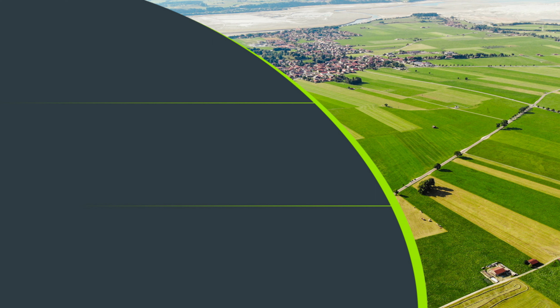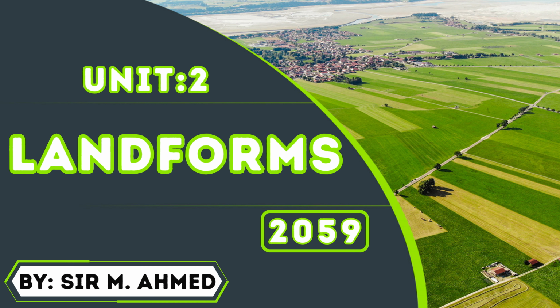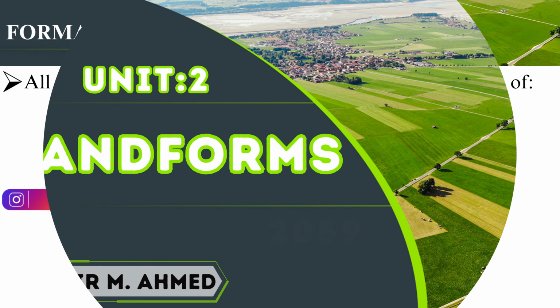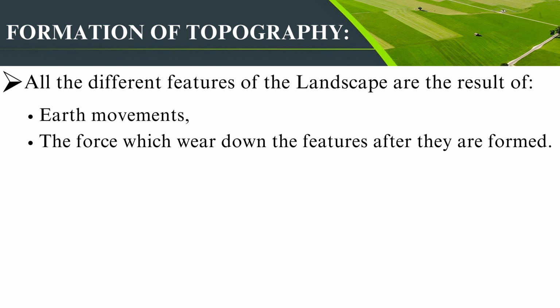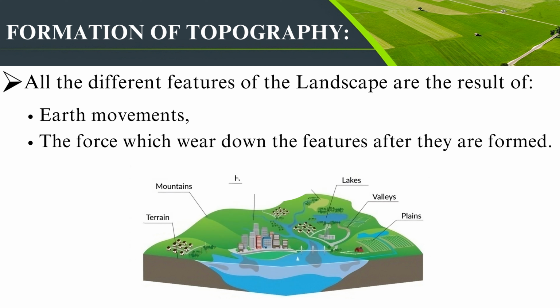Once again, we are with you with another interesting topic. This is Unit 2, and we will talk about the landform. So, today we'll talk about the formation of topography. All the different features of the landscape are the result of earth movement. The forces wear down the features after they are formed. They are plains, valleys, lakes, rivers, hills, mountains, and torrents.